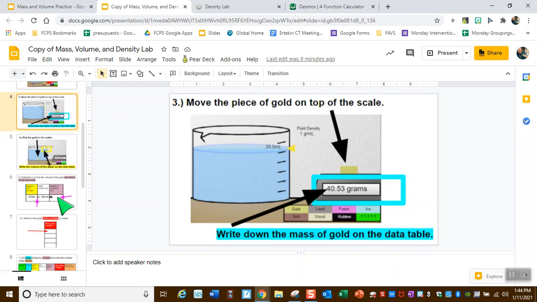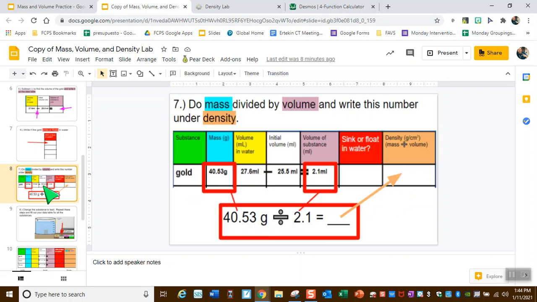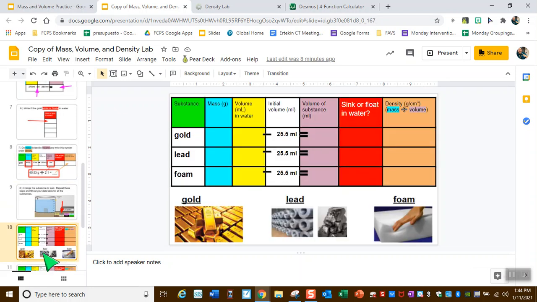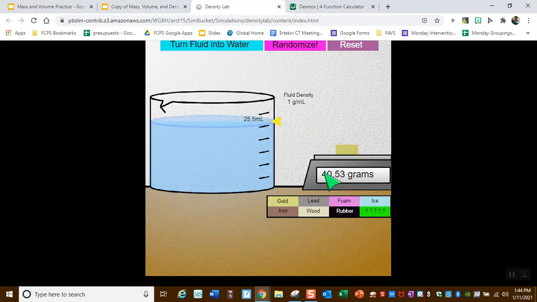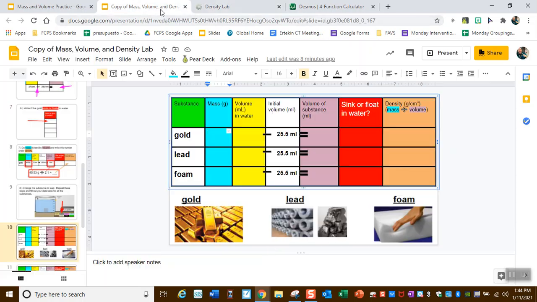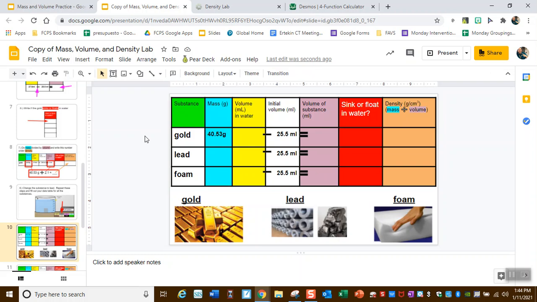So go to the data table. This one. We are doing gold first. First you need to write down the mass in the blue column. The mass is 40.53 grams. So copy that here. Click here and write 40.53 grams. Write this on your version right now.